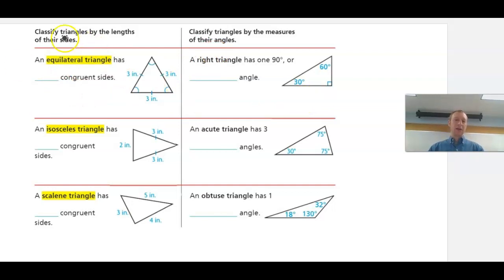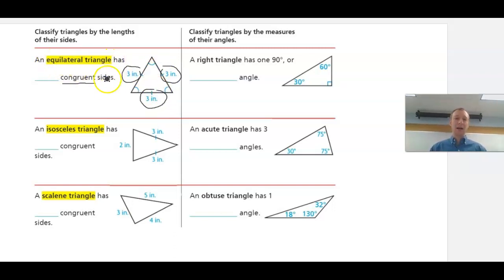So let's look at the sides first. We have three different triangles: an equilateral triangle, an isosceles triangle, and a scalene triangle. Let's look at the triangle next to them. An equilateral triangle has blank congruent sides. Remember, congruent just means exactly the same. We've got a 3-inch side, a 3-inch side, and a 3-inch side. So all the sides are the same.